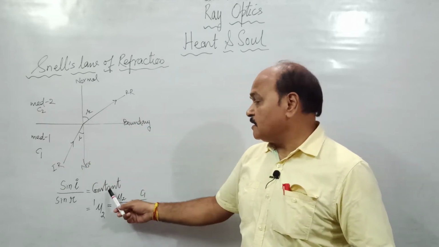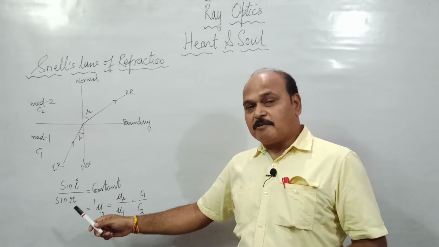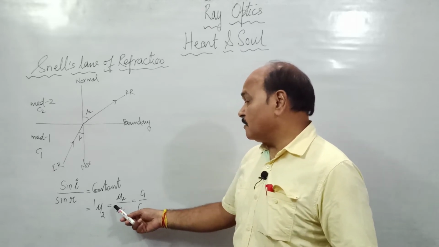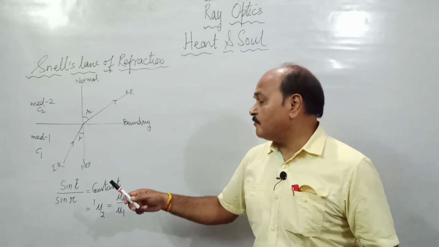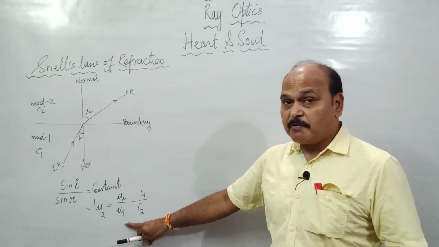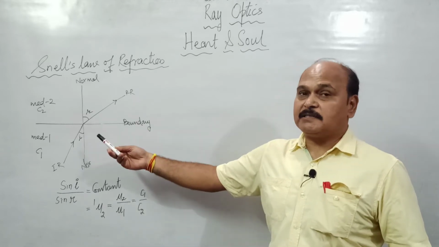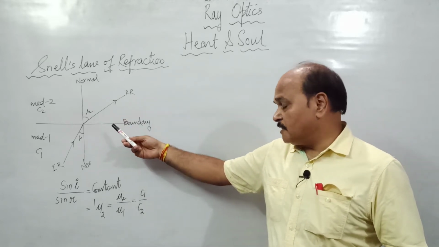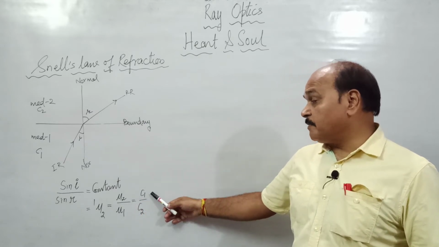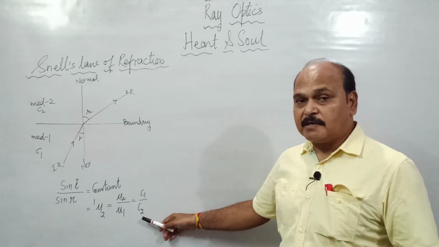So, this constant is the refractive index of the medium of the refracted ray with respect to the refractive index of the medium of the incident ray. And this is also the ratio of the absolute refractive index of the medium of the refracted ray to the absolute refractive index of the medium of the incident ray. And in terms of speed of light in medium number 1 and 2, the constant is read as the ratio of speed in the medium of the incident ray to the speed in the medium of the refracted ray.